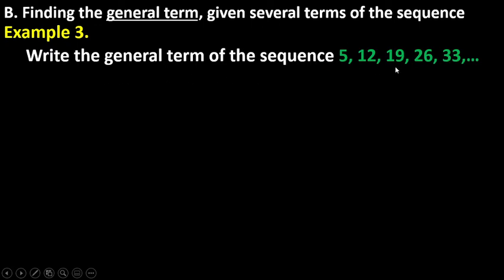So, given the sequence, ilang terms meron siya? Marami, tama. Pero ang given lang natin ay 5, 12, 19, 26, 33. Ilan lahat yon? Isa, dalawa, tatlo, apat, lima. Tama? So in this case, the best way for you to find the pattern well is by using a table. So lagay natin sila sa table.